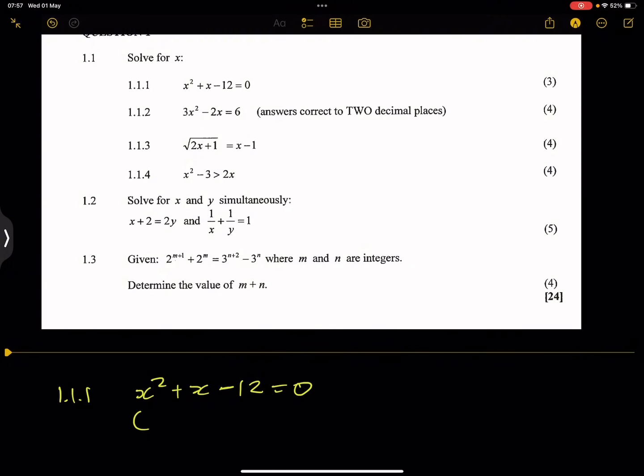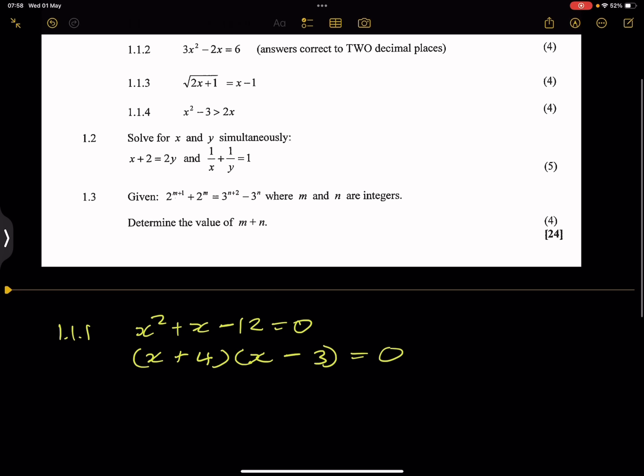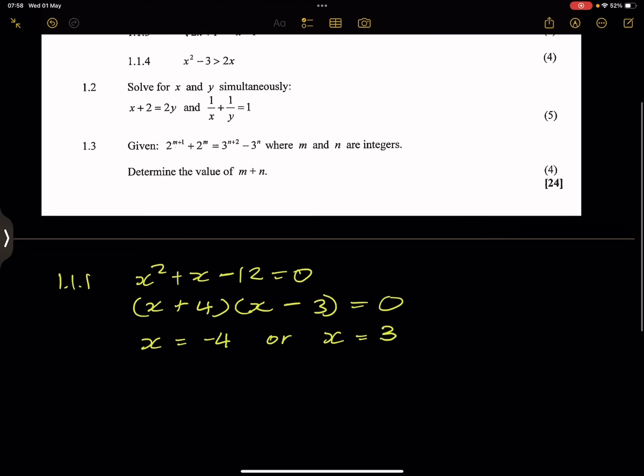So that's going to be definitely 4 and 3, so that's x and x, that's 4 times 3. And in this case, remember the bigger product must give us the sign of our middle term, so 4x has to be positive in this case. So we've got x is equal to negative 4 or x is equal to 3, right? So that's the first one.